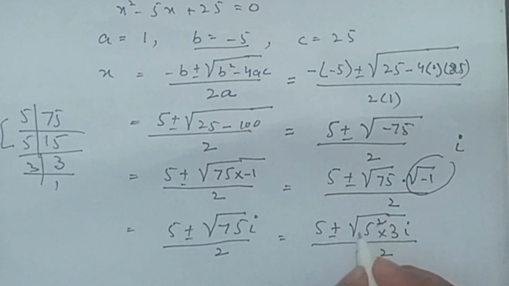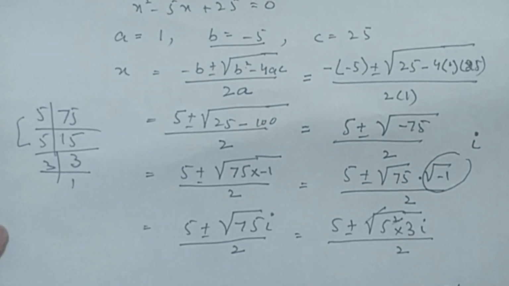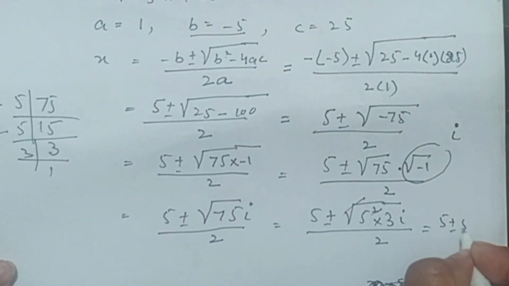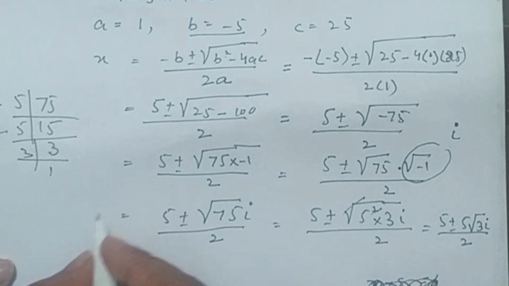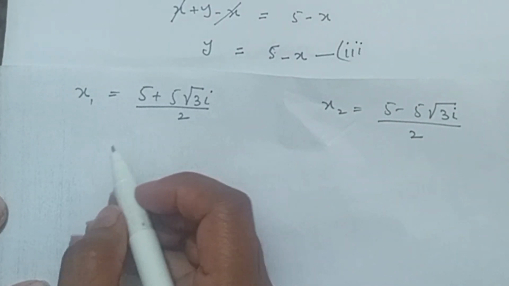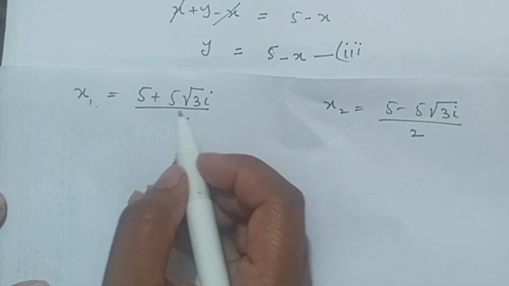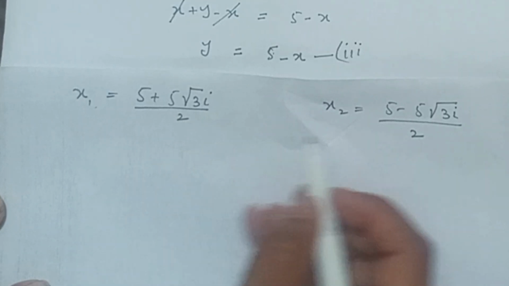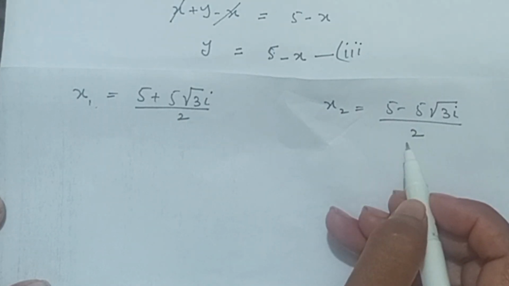Now in the next step, this square and square root cancel, and we get 5 plus minus 5 times square root 3 iota over 2. This is the value of x in our question. So we get two values of x. The first one is 5 plus 5 times square root 3 iota over 2, and the second value of x is 5 minus 5 times square root 3 iota over 2.